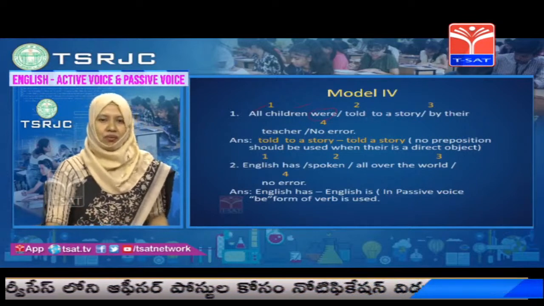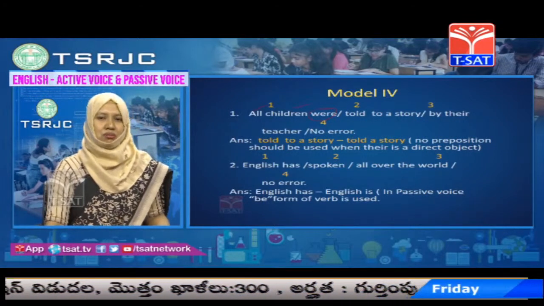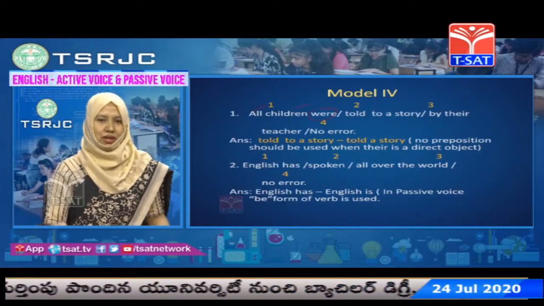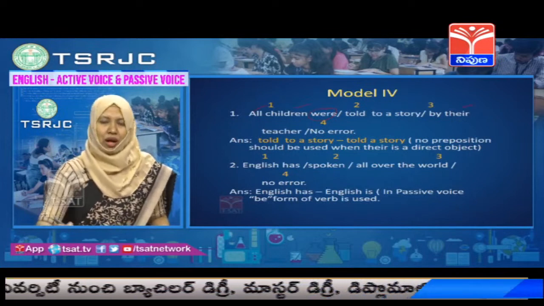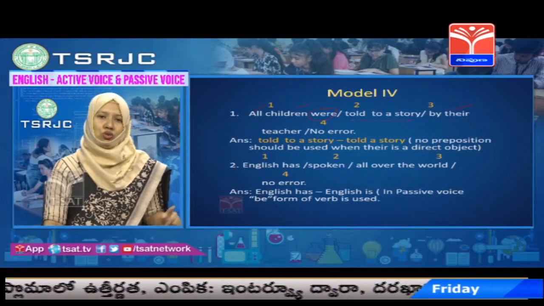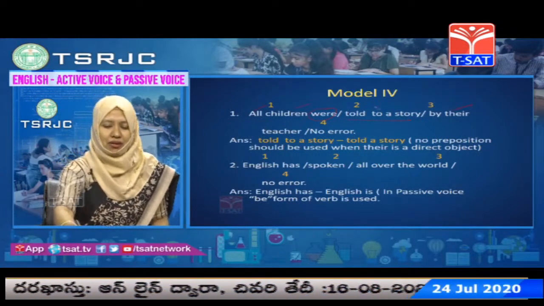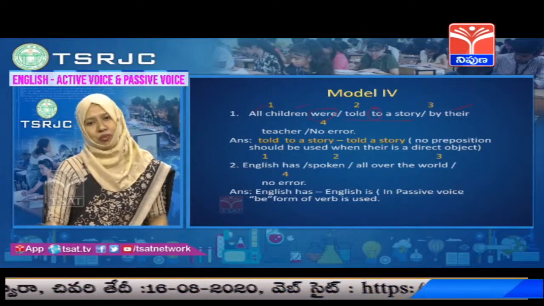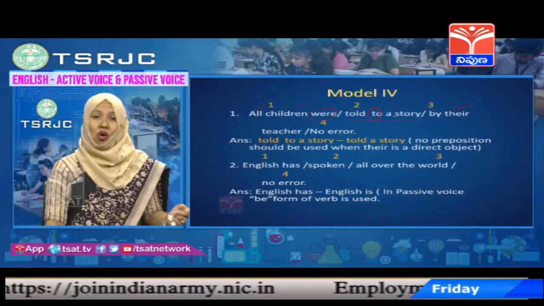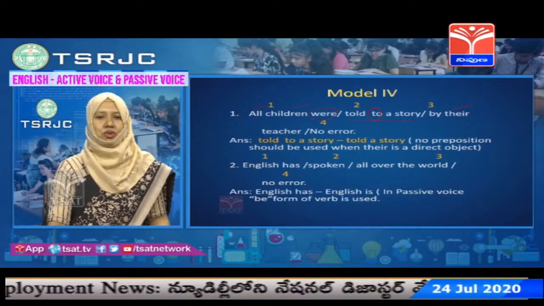Told to a story by their teachers. The doer of action by their teacher. Who is telling the story? The story was told by the teacher, by their teacher. So by their teacher, this third option is correct. But if you look in second option, told to a story, all children were told to a story, there is a mistake here. Mistake of usage of preposition. You don't use a preposition here. There is no need of preposition to here. All children were told a story by their teacher. That is the correct option.